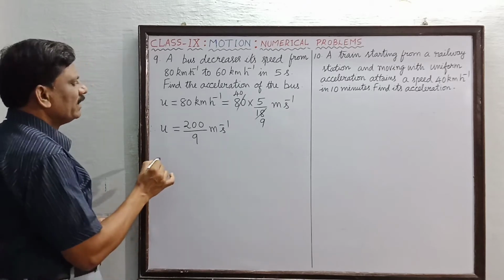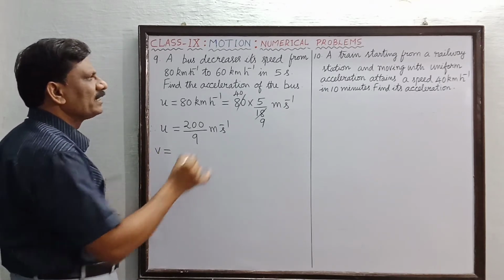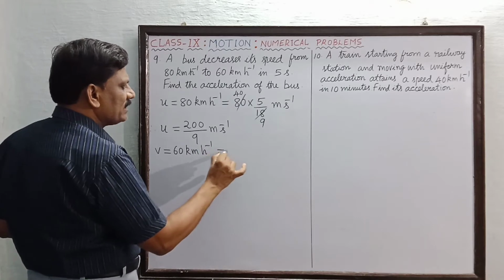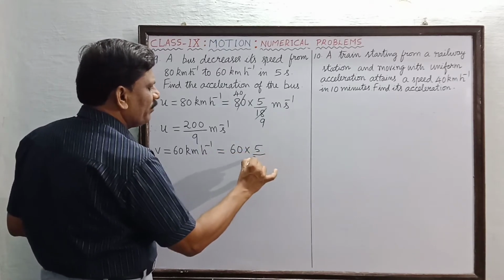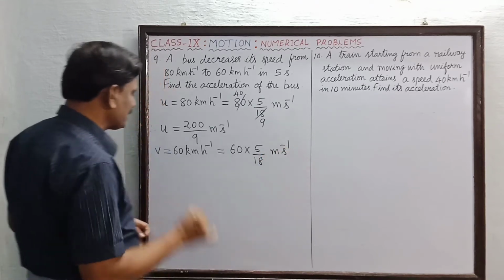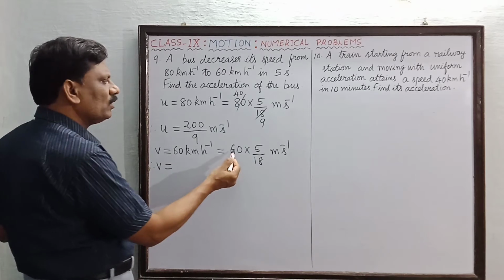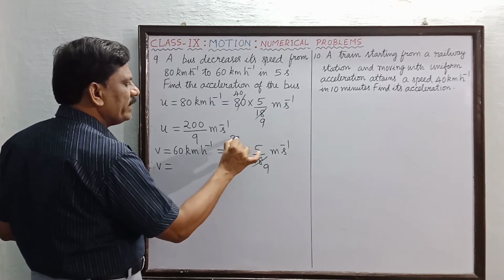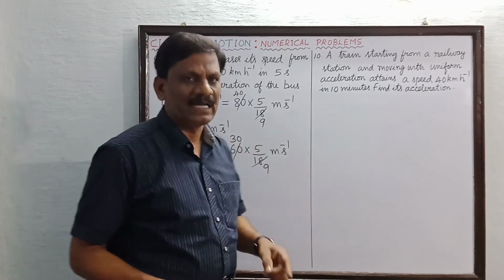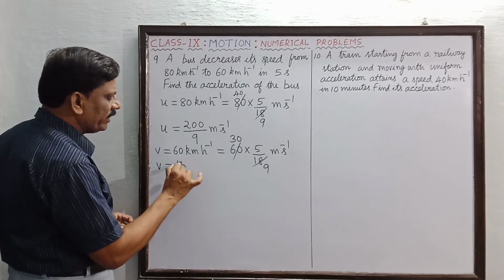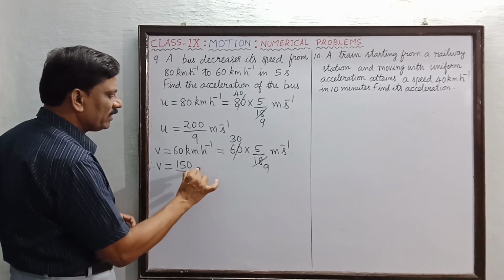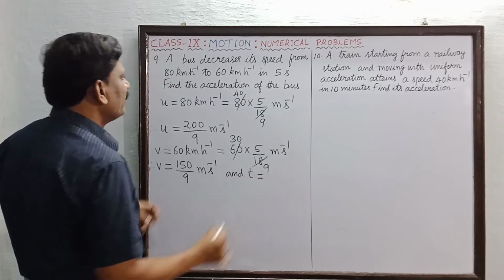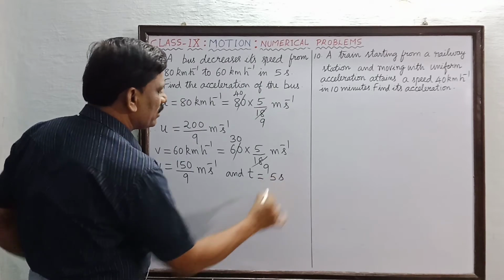Okay. Then the final velocity is given as 60 km per hour. So 60 km per hour is equal to 60 multiplied by 5 by 18 and the unit is now in meter per second. Therefore the final velocity is equal to, you can divide this 18 is 2 into 9, 60 is 2 into 30. So 30 into 5 is 150. So final velocity v is now equal to 150 divided by 9 and the unit is meters per second. Okay. And the time taken is given as t equal to 5 seconds.